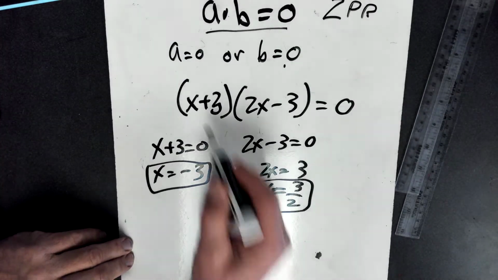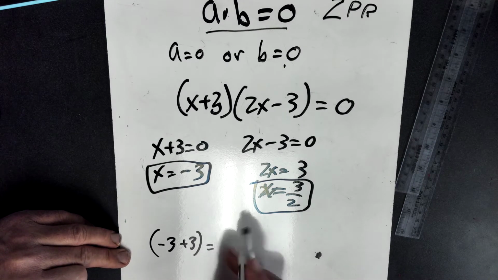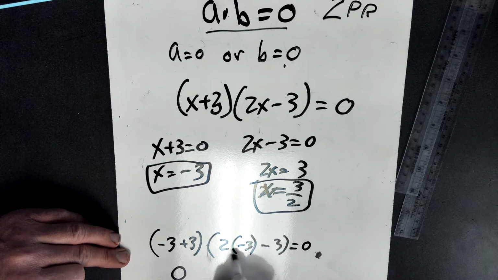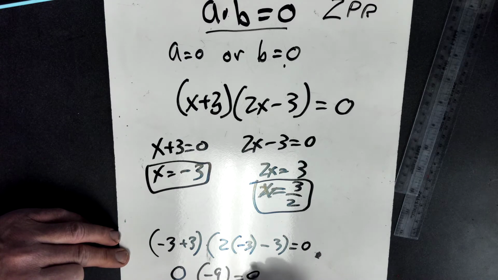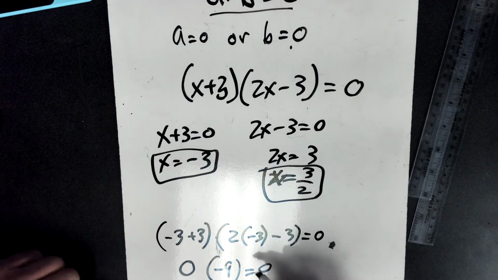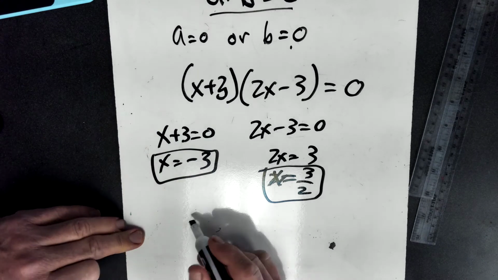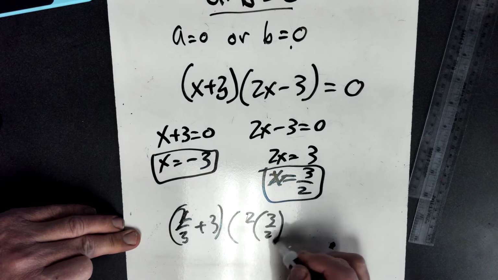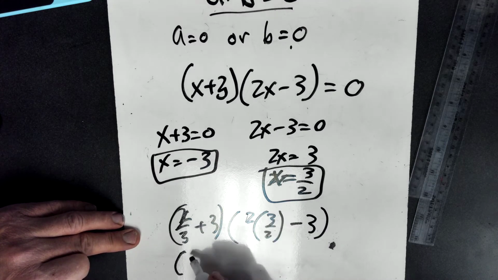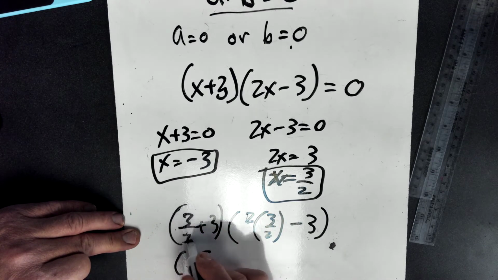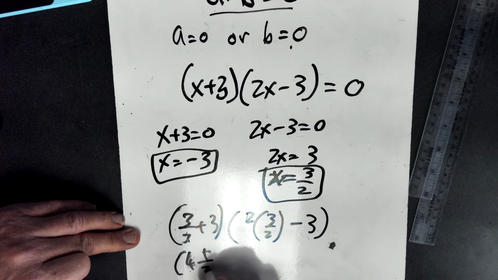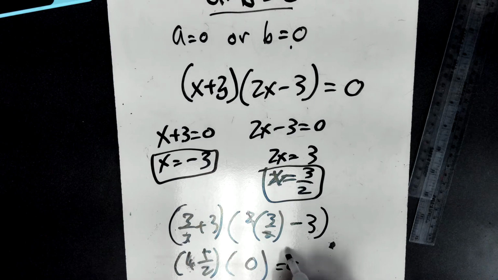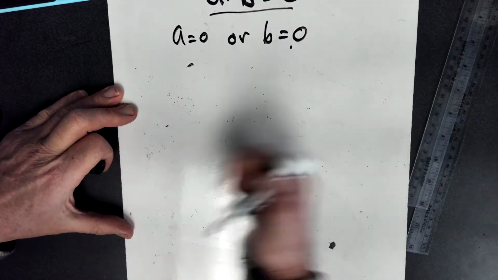And I can prove it, right? Because I can plug in -3, and I can say -3 plus 3 times 2 times -3 minus 3, because x has to be the same thing in all places. Then this equals 0, and this equals, let's see, -6 minus 3, that equals -9, and that does in fact equal 0. Check. And 3/2 would work as well, because I could say 3/2 plus 3 and 2 times 3/2 minus 3, and then that equals 4.5. And those multiply together, and then 3 minus 3 is 0, and so that also equals 0. Check. So when things are in factored form, it's really easy to solve for 0.